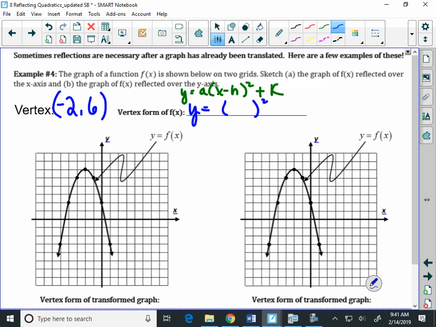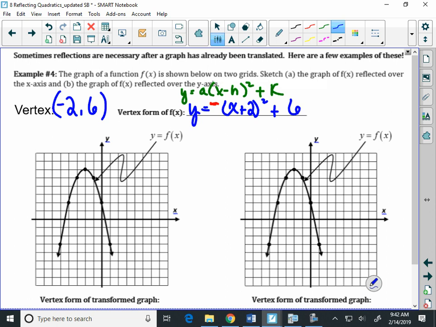But the first thing is, our graph is flipped over. That means that we're going to have a negative in front of our function, because it's flipped over the x-axis. It's going to be x, well, our vertex is -2, so let's change sign, +2. Because the +2 is going to move us left 2. And then lastly, we have 6, which is up 6.